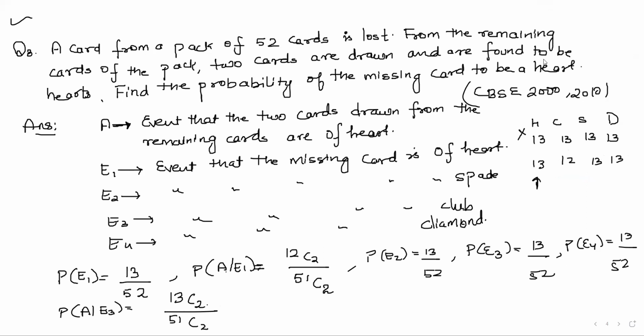Atif and Huzaifa, is it done? It is better if you do not solve this 51C2 here, because in the complete formula you can take out this common term and cancel it out. So please don't solve this. Write it like this only, and in the final step, take out this common term. If anyone has a problem, let me know.